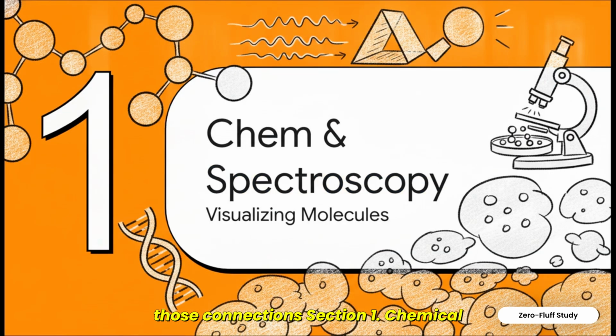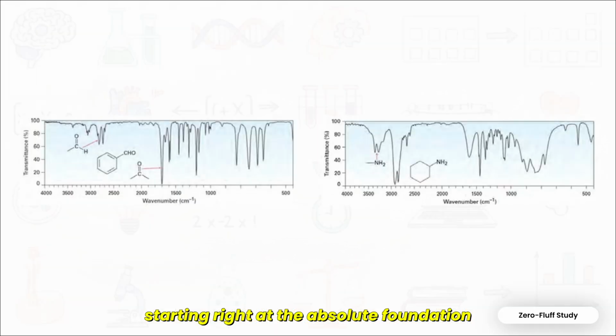Section 1, Chemical Structures and Spectroscopy. We're starting right at the absolute foundation to understand how we actually analyze invisible molecular structures. Now, what's really interesting is how distinctly different molecular bonds reveal themselves when we just shoot infrared light at them.